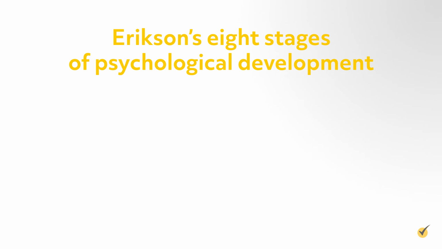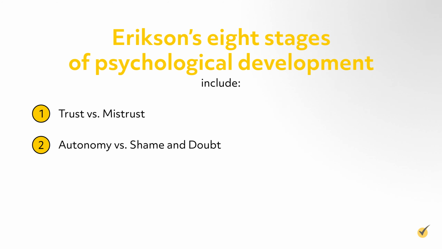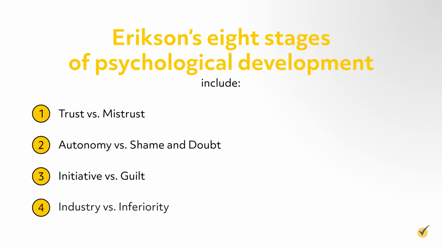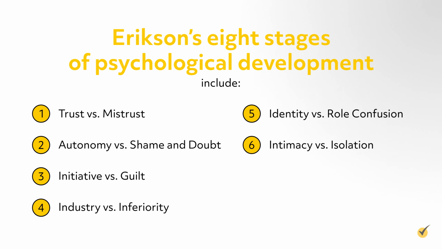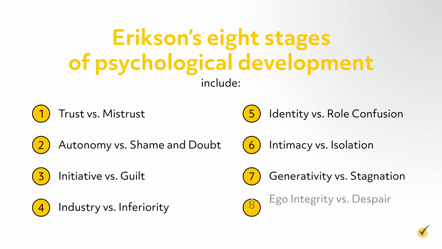Erikson's 8 stages of psychological development include trust versus mistrust, autonomy versus shame and doubt, initiative versus guilt, industry versus inferiority, identity versus role confusion, intimacy versus isolation, generativity versus stagnation, and ego integrity versus despair.